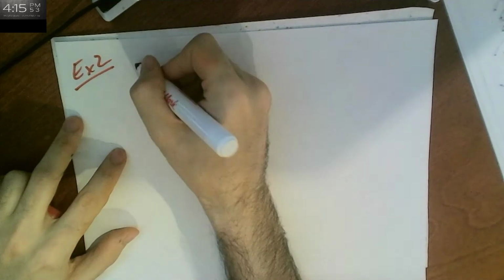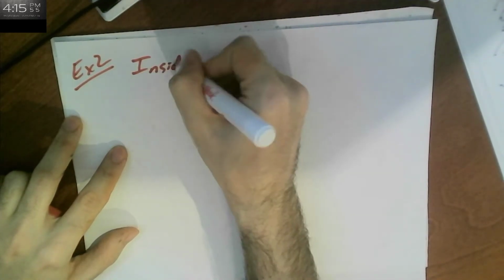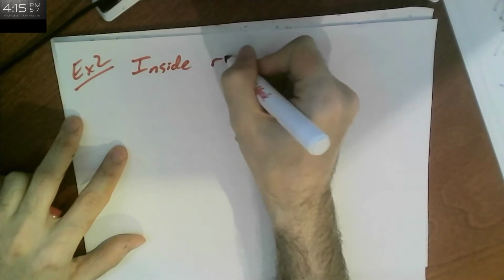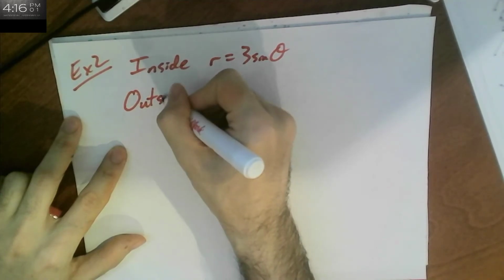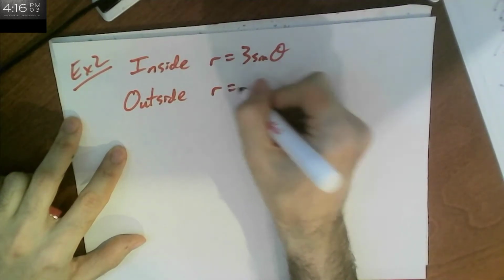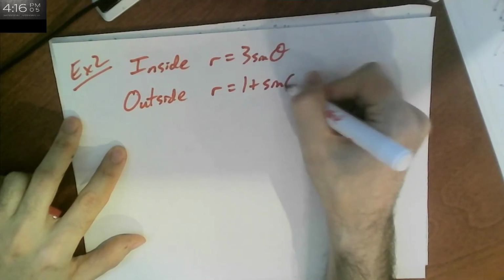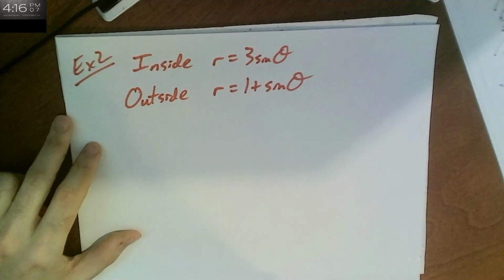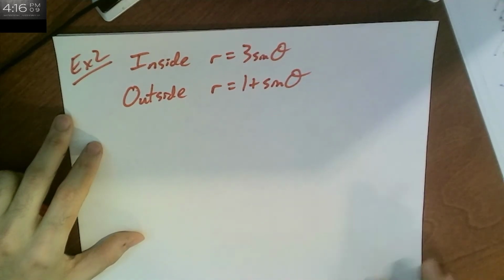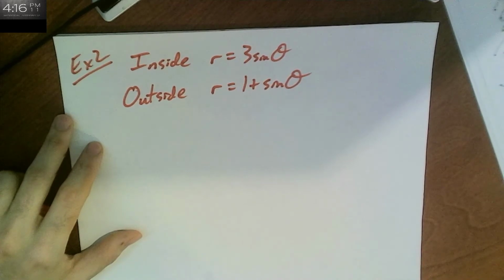I'm going to use two shapes. I'm going to have an inside curve. The inside will be that r is 3 sine theta, and an outside curve, where the outside curve is 1 plus sine theta. So we know the top one is a circle. We can get some points if we need to get an idea of it, or you can remember how to convert it. Fun fact, multiply by r and then convert to Cartesian.